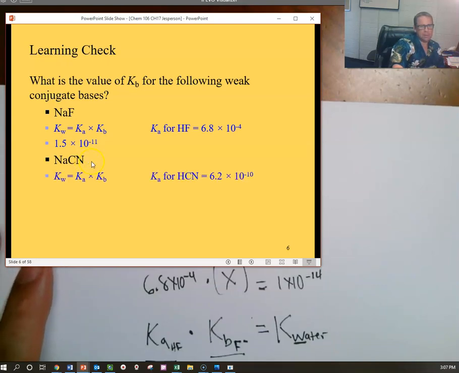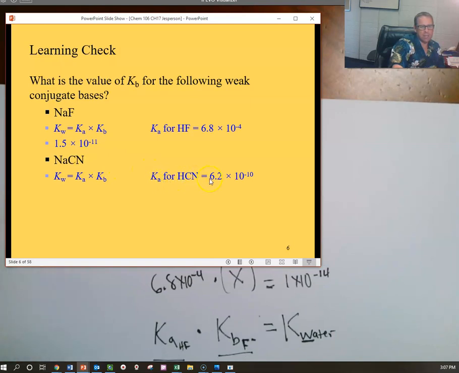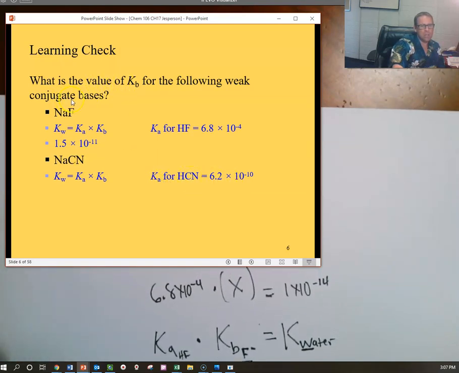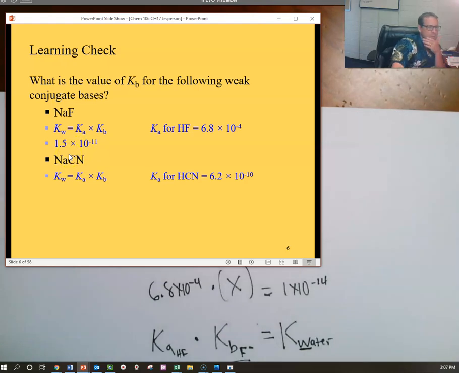Sodium cyanide, if we have a Ka for HCN, what is the Kb for the CN minus ion? What do you think, Brielle? How do we do this? Okay, so it would be Ka of HCN times Kb of CN minus. Very good. And that would equal what? I would need to solve it. Well, the Ka times the Kb would equal Kw. Oh, the Kw, so it would be 1 times 10 to the negative 14.